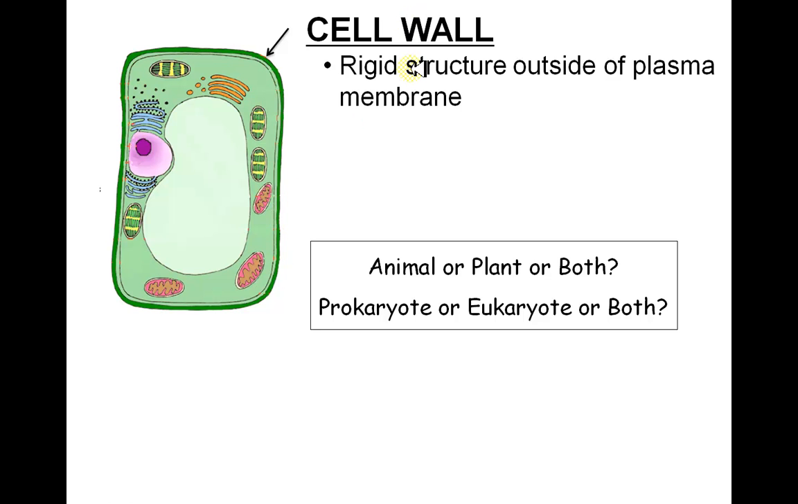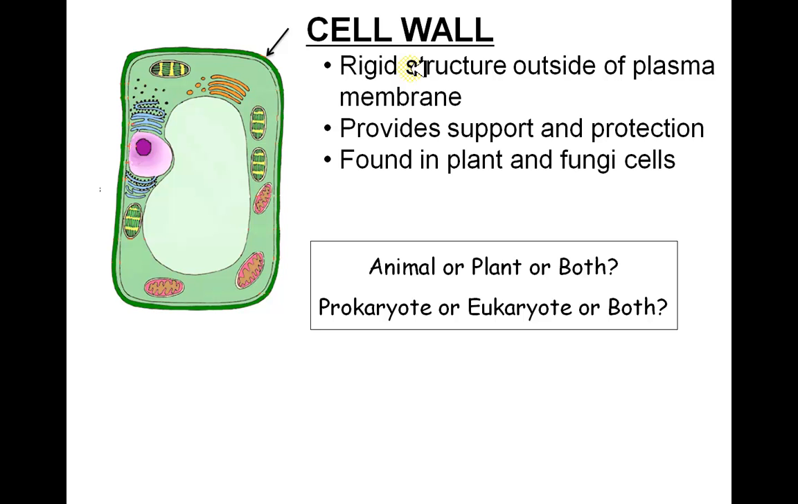Cell wall is a rigid structure outside of the plasma membrane, cell membrane. It provides support and protection. It's found in plant and fungi cells. And this is telling me that we've reached the end, and we're going to now figure out if it's an animal, a plant, or both, or if it's a prokaryote, a eukaryote, or both. And which one do you think it is? I think it's going to be a plant.